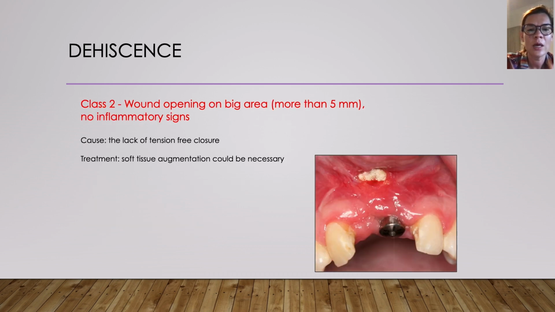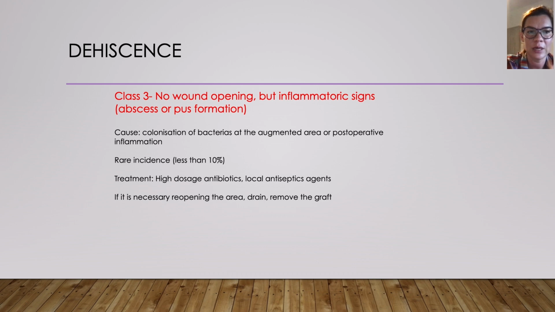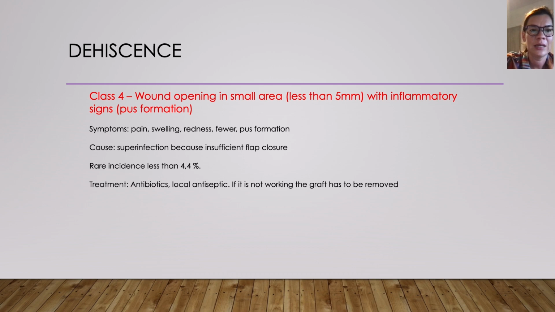In class 2, we place the dehiscences where the area is bigger, so the opened area is more than 5 millimeters, but no inflammatory signs. The treatment is the same as in the first class, but we have to expect that after the healing period, soft tissue augmentation may be necessary. In class 3, there is no wound opening, there is no dehiscence, but there are inflammatory signs of the augmented area. It is a rare incidence, fortunately, but in those cases we have to give a high dosage of antibiotics, local antiseptics, and when necessary we have to make an incision and drain the area. In class 4, there is wound opening in a small area but with inflammatory signs.